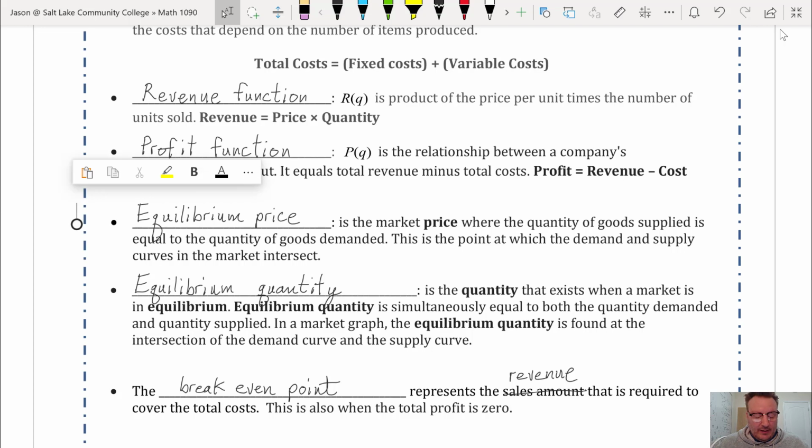Okay, we also have the idea of equilibrium quantity. The equilibrium quantity is the quantity that exists when a market is in equilibrium. Equilibrium quantity is simultaneously equal to both the quantity demanded and the quantity supplied. In a market graph, the equilibrium quantity is found at the intersection of the demand curve and the supply curve.